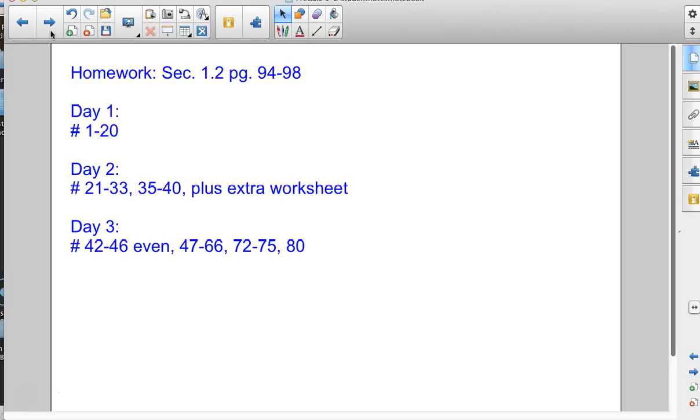The 42 to 46 even, that's local max and min. You can definitely do that now. 47 to 54 is odd and even, so you could do those. You might want to hang on to 55 to 62 because, like I said, I touched on horizontal asymptotes, but you haven't done a lot of that. So we can do 42 to 46. So we can do like the first half of day 3. You could get through 54 easily at this point. 54 easily. And maybe some of the review ones at the end.